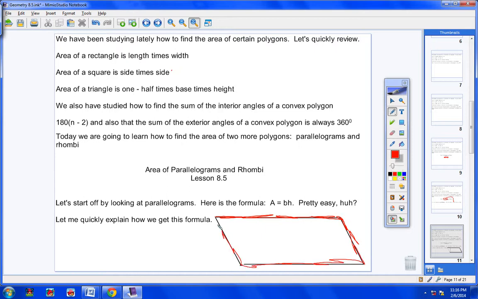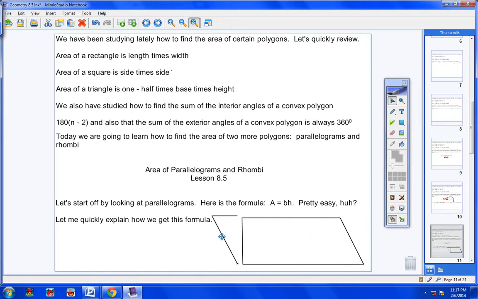There's my parallelogram. All right? Now, let's say I took a pair of scissors and I cut right here on the parallelogram, and I cut this piece off right here. Okay? Let's say I cut this piece off right here. And I picked it up and I moved it.